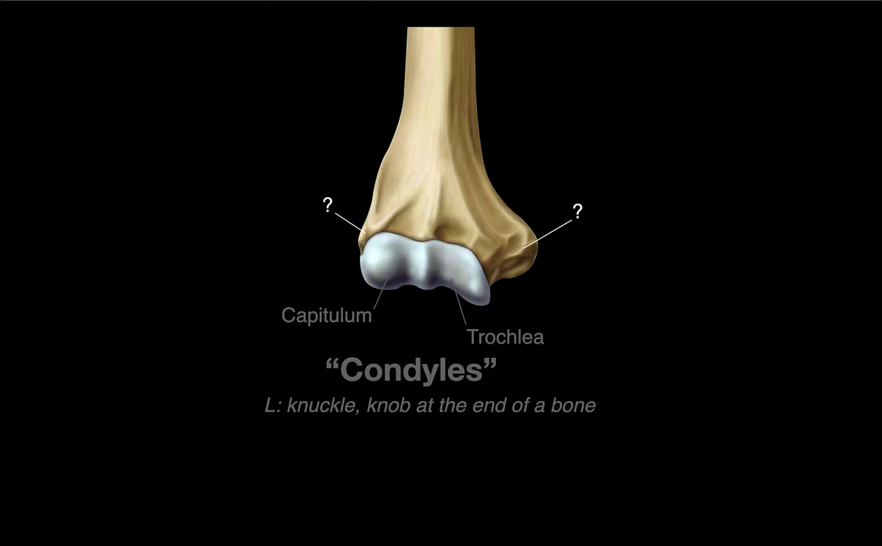So anatomists then looked at these two structures and said, well, what do we call them? Well, this thing is on the medial side of the humerus, and it's above the condyle, so we'll call it the medial epicondyle. Medial, the inside, epi for upon the condyle, the trochlea. So this one then is called the lateral epicondyle, on the side of the humerus, above the condyle, the capitulum.